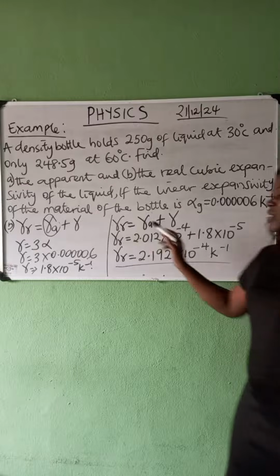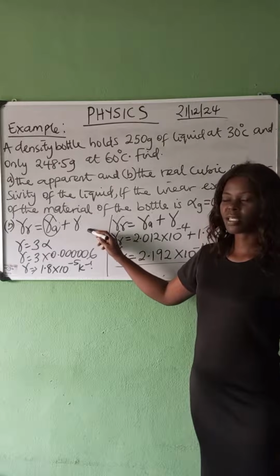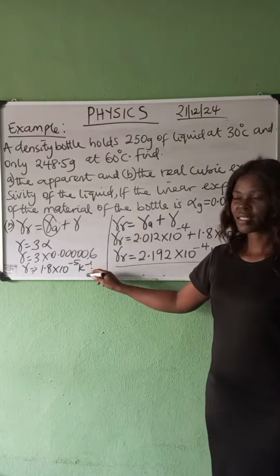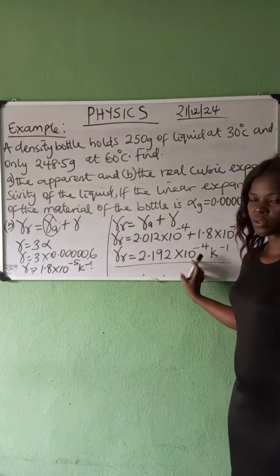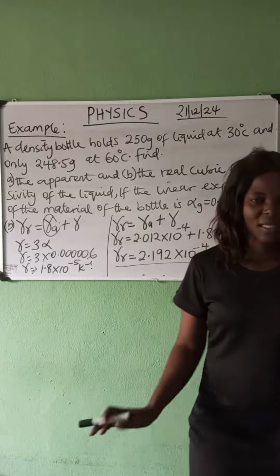The only difference is for you to get this expansivity of the container, which is gamma. Then you add it together to get this. Alright? To get this one. That's all. Esther, hope that is clear.